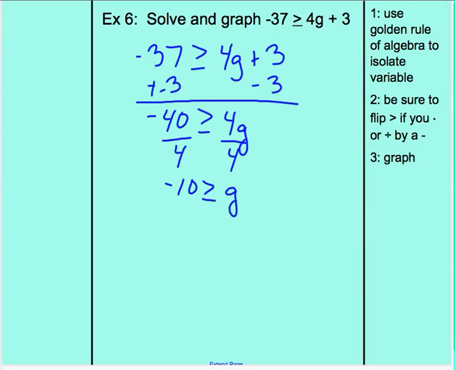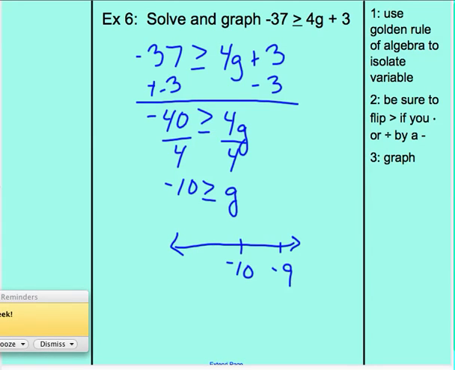So now we're going to graph. Set up your number line. Put your solution in the middle with one number bigger and one number smaller on either side. This time it's an or equal to, so my circle will be shaded. And we've got to read it backwards again. G is less than or equal to, so we're going to shade to the left.